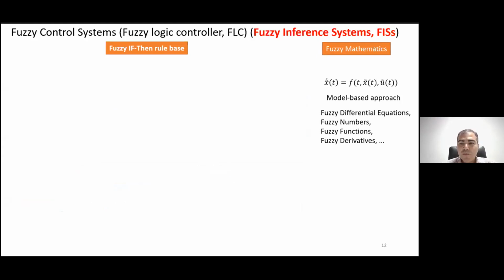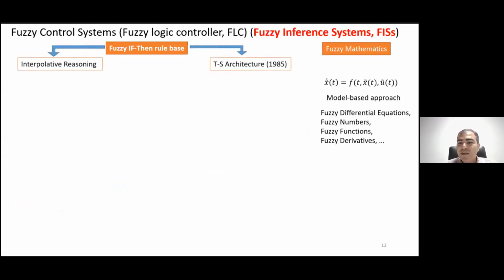So let's continue our topic. The approach in which fuzzy if-then rules are involved is divided into two categories: those which are based on interpolative reasoning, for example, Mamdani's fuzzy inference system, and the other, which is related to the structure called Takagi-Sugeno architecture, or TS model.